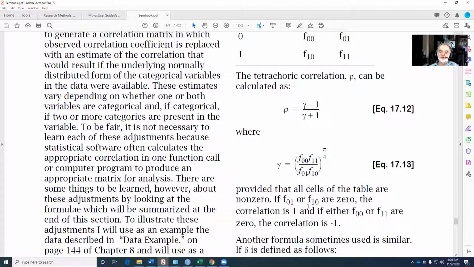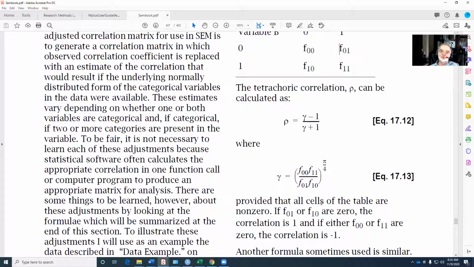And if 0, 1 or 1, 0, these things, if either of those are 0, I'm going to report out the correlation as 1. And if what's on the diagonal is 0, this one or this one, I'm going to report out the correlation as -1.